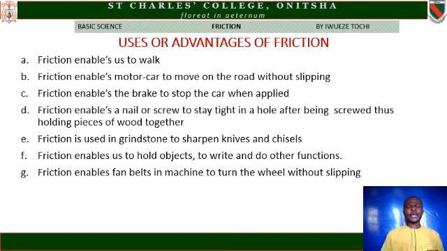F. Friction enables us to hold objects, to write, and do other functions. If there is no friction between your palms and your biro, you can't hold the biro to write. For instance, if you rub oil on your palm, you cannot use that palm at that time to hold a biro to write, because there will be lesser friction, which will not allow you to hold the biro to write.